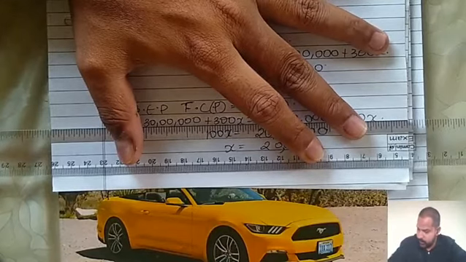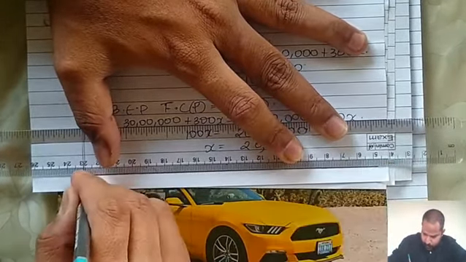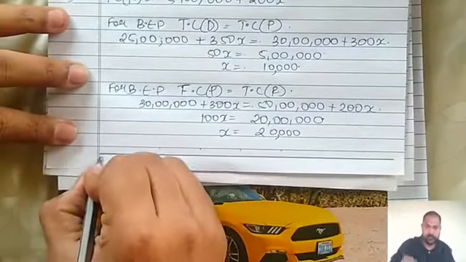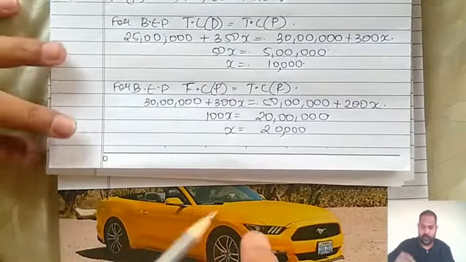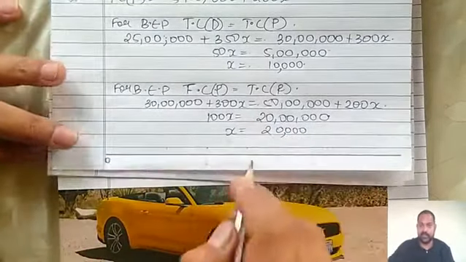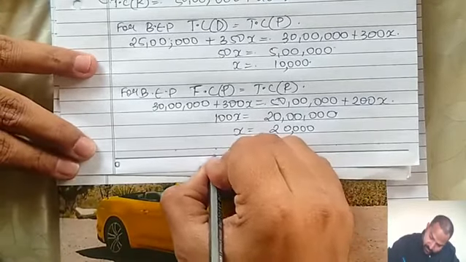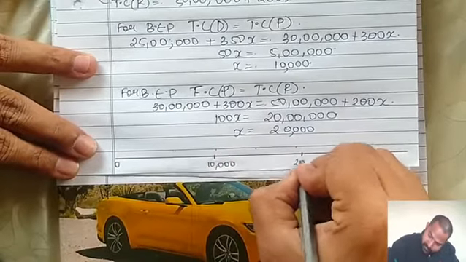Let me draw it in pencil. Okay. Now this starts from 0 and I'm writing my main points here. I have two main points. One is 10,000 and the other is 20,000. These are my two break evens. Write them down. Let's say this is 10,000 and this is 20,000.